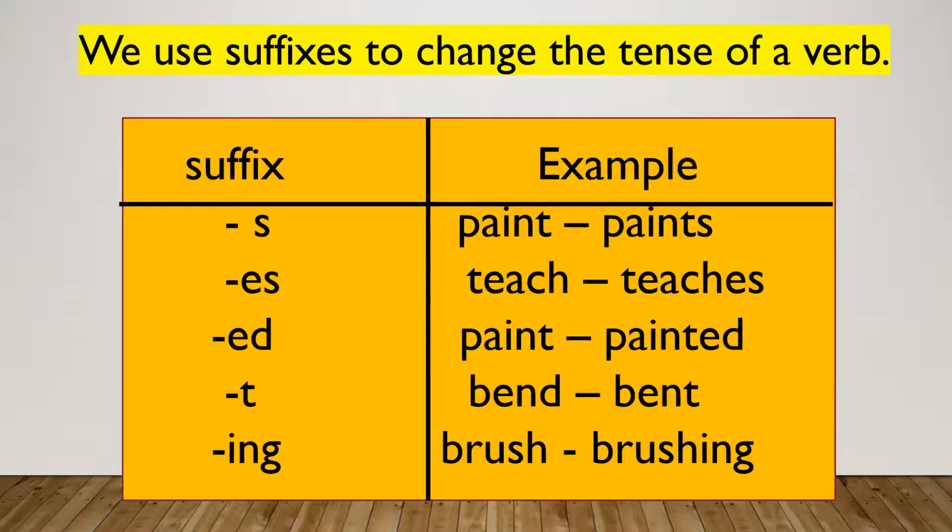The next suffix is t. Now student, t is added to the verb bend. So bend changes to its past tense. Correct student? So bend becomes bent by adding suffix t. Now student, let's see the last suffix.